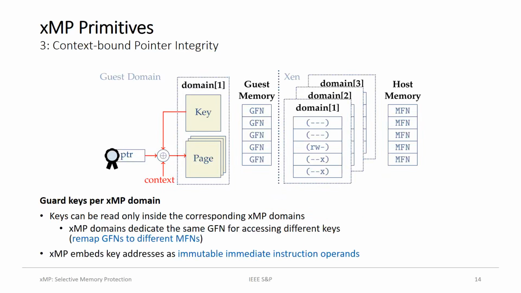Further, we lock down one read-only key per xMP domain so that a domain cannot access a key that belongs to a different domain. For this, we remap the guest frame numbers of each xMP domain such that every xMP domain translates the same guest physical address, which holds the key, to a different machine physical address. In this way, every time the guest kernel enters an xMP domain, it will use the key that is dedicated to this domain only. Also, since the address of the key does not change across xMP domains, we embed the key's address as an immediate instruction operand that cannot be controlled by adversaries.